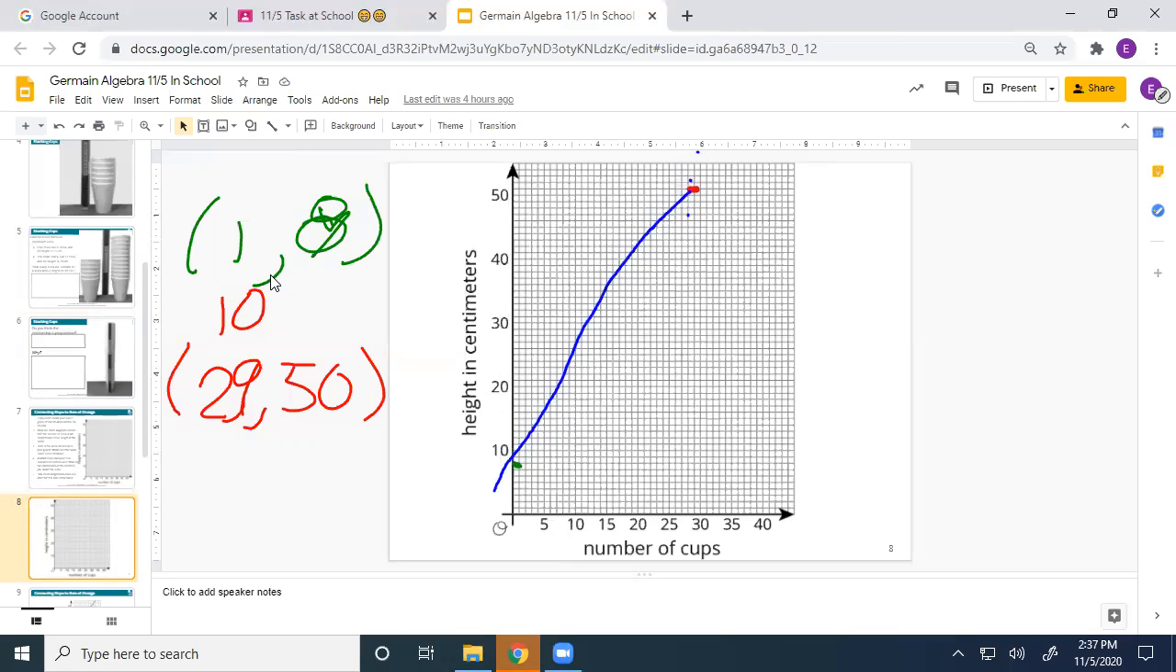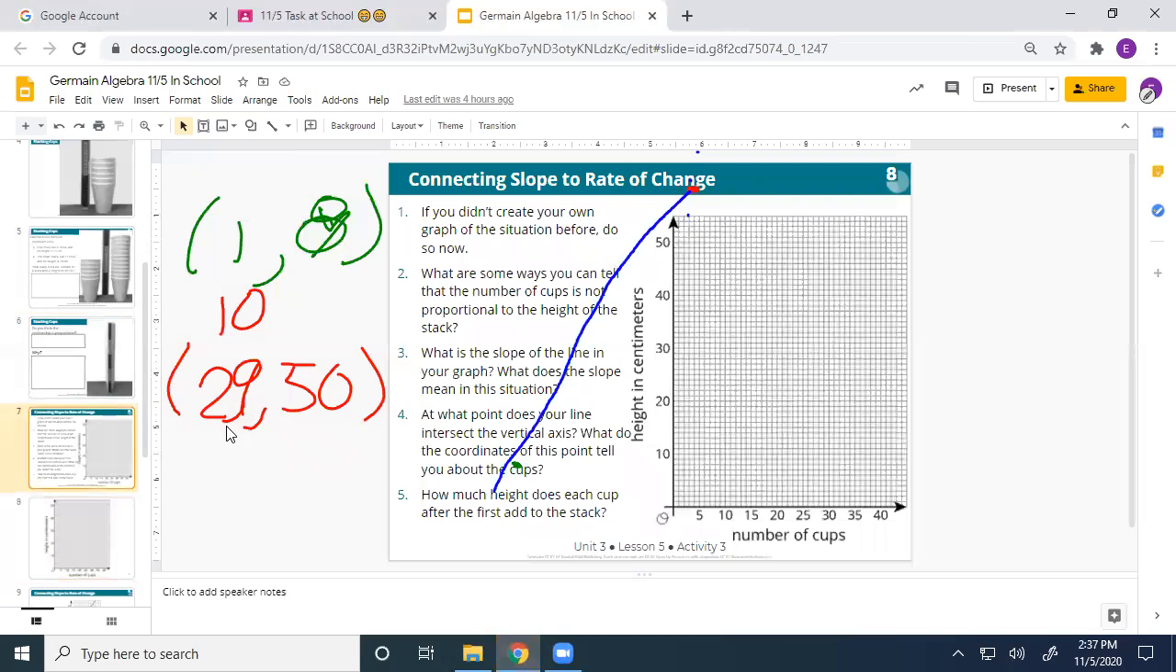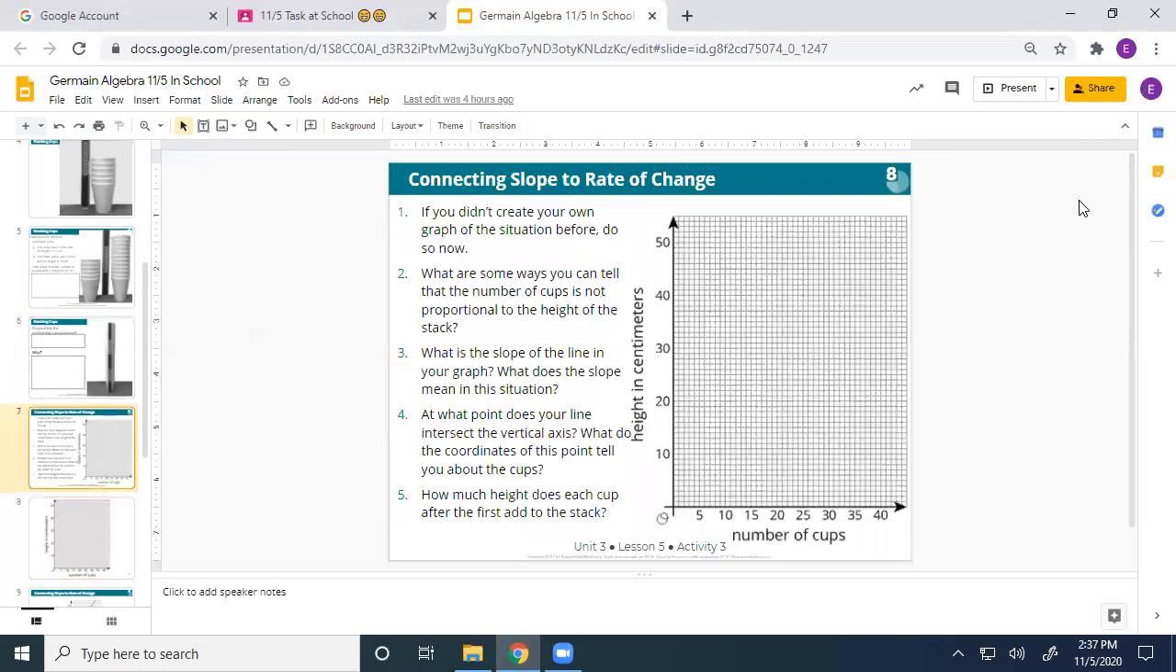Fantastic. So we created a graph. That was number 1. Now we are going to look back at these questions here, and we're going to take a look at 2, 3, 4, and 5. So what are some ways you can tell that the number of cups is not proportional to the height of the stack? How do we know if a graph is proportional or not? Final answer, Jason. It starts at 0, 0. Does it start at 0, 0? Very good.